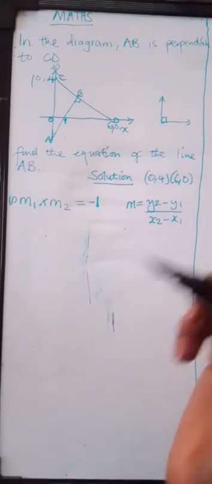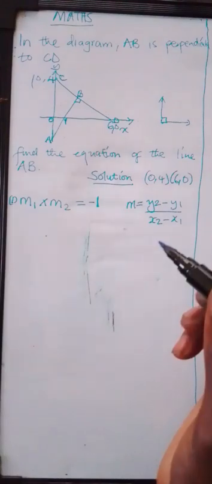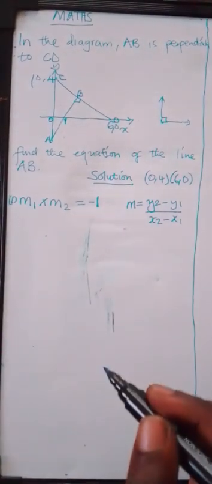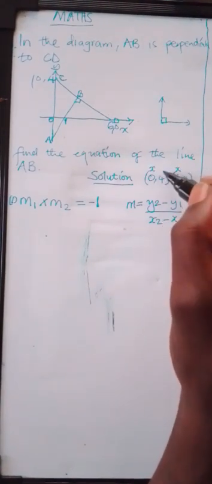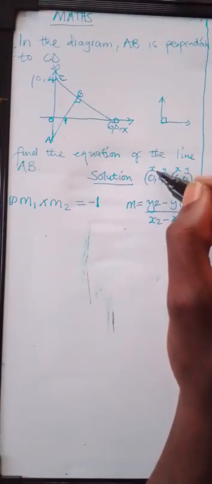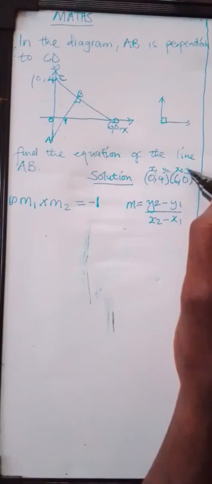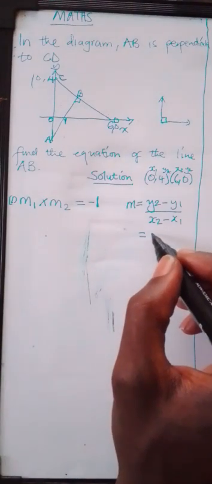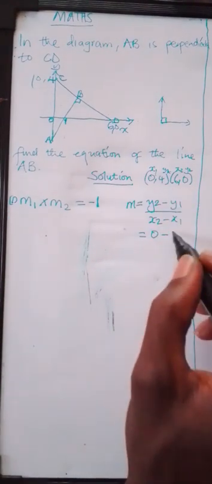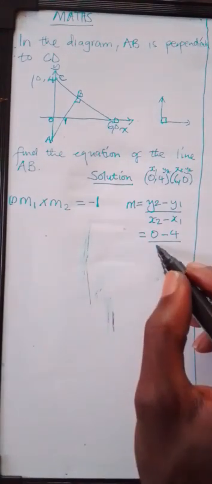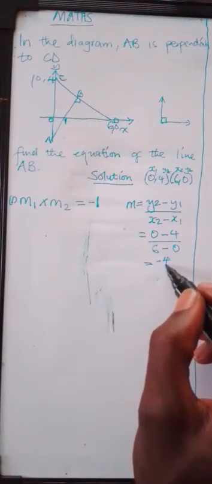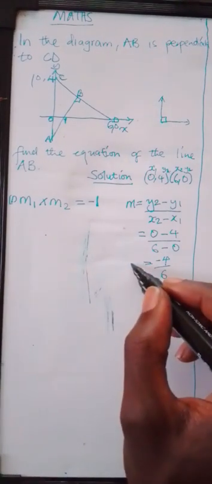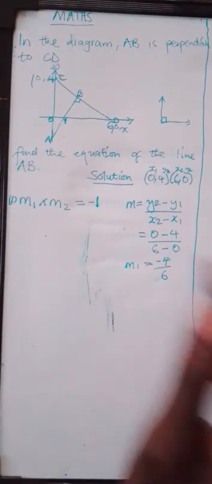So these are the formulas we are going to use to solve the gradient. This is x, and this is also x, then this is y, and this is also y. So this is x1, x2, y1, y2. So we replace. y2 is 0 minus y1, which is 4, divided by x2, which is 6 minus 0. So we have -4 over 6 as our gradient.